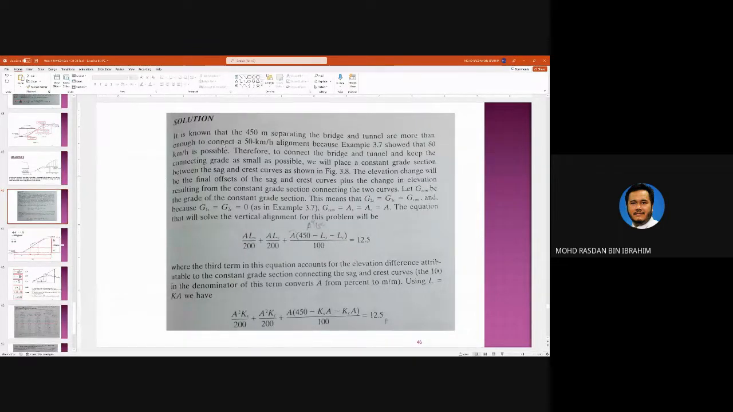It is known that the 450 meters separating the bridge and tunnel are more than enough. The space that you have, 450 meters, is more than enough, because if it can fit an 80 kilometers per hour alignment, it surely can fit a 50 kilometer per hour alignment, because this is lower. Example 3.7 showed that 80 kilometers per hour is possible, so 50 is not a problem.